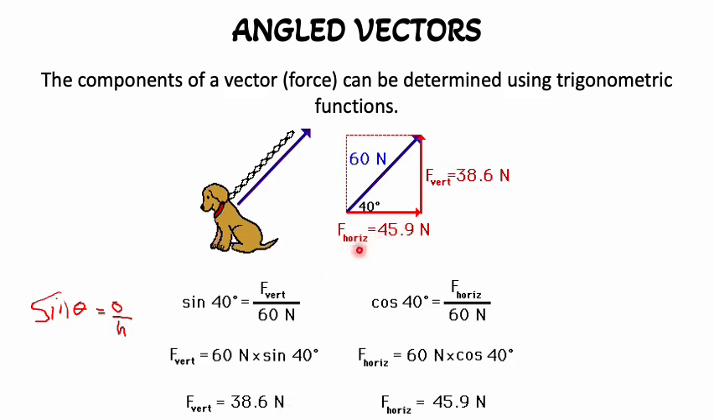The same goes with the x component. You can use the cosine theta, which is equal to the adjacent over the hypotenuse. So adjacent to this angle of 40 degrees is the horizontal. So cosine 40 is equal to the horizontal all over the force, the hypotenuse, which is 60 newtons. So rewriting the formula, we have this formula for the x component of this force. So we have 45.9 newtons. So these are the x and y components of the single angled vector.